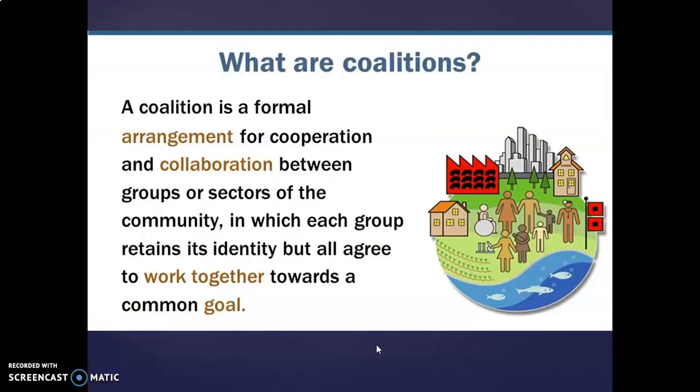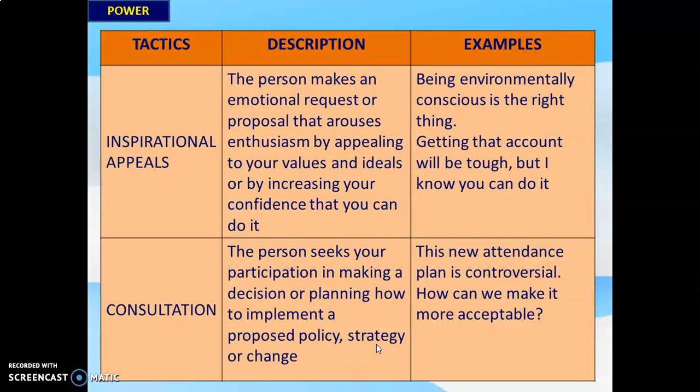Then coming on to inspirational appeal. So inspirational appeals are when the person makes an emotional request or proposal that arouses enthusiasm by appealing to your values and ideals, or by increasing your confidence. You become confident when I inspire you that you can do it, I know you can do it, so that's why I'm giving this work to you. So by using the statement, the other person at the other side becomes confident that yes, I can do it, so he starts working.